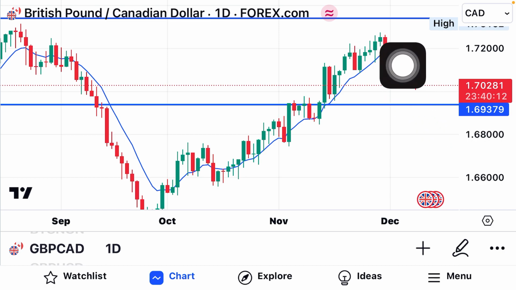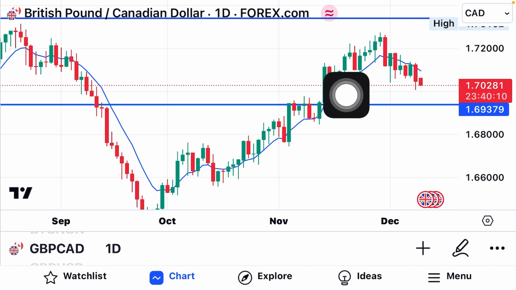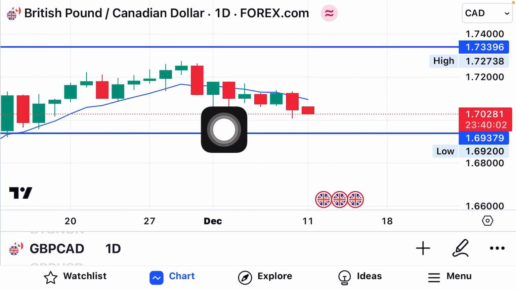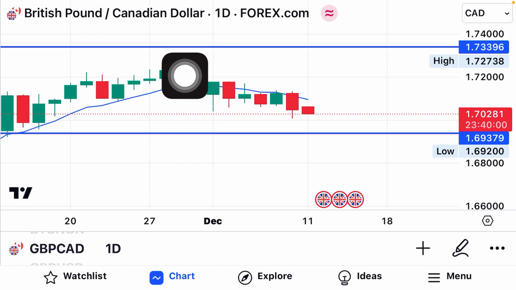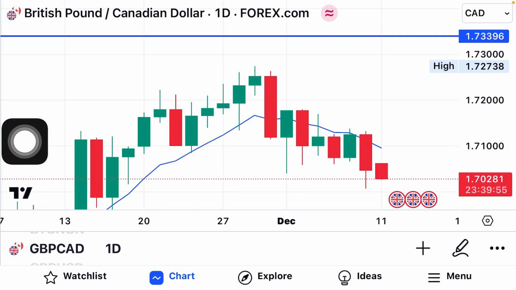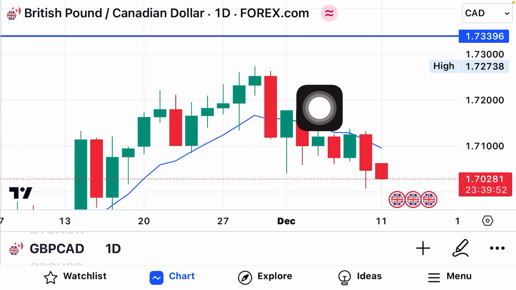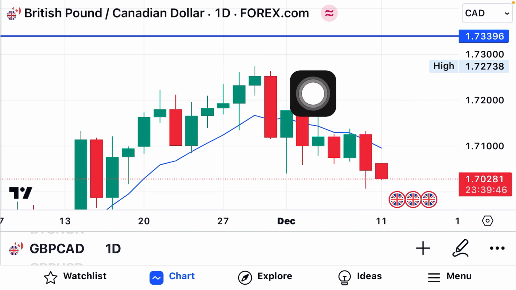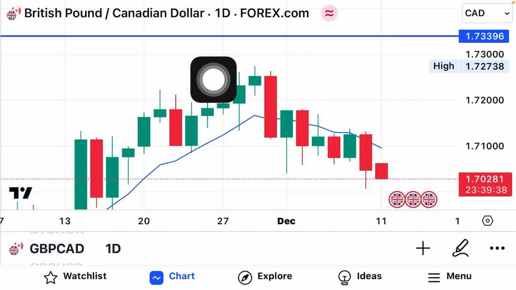Sellers came in here and even went down below where the buyers took it from. Now, the buyers also tried to take it up, but they could not break above this level. Now, more sellers came in. Did you see that? Buyers tried to take it up, but more sellers came in. In all this, I want you to notice that this is the recent high, and so far they are finding it hard to break this recent high.